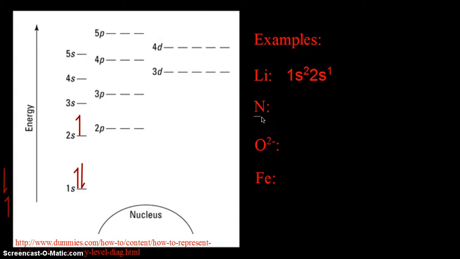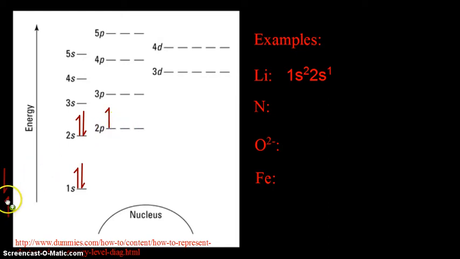Nitrogen has 7 electrons. So let's start with the 3 that we already have in place from lithium, and let's add 4 more. So the 4th electron is going to go into the 2s orbital and is going to be spin down. The 5th one is going to go into the 2p and be spin up. Now, because there are 3 2p's, we do not pair up with this electron yet.